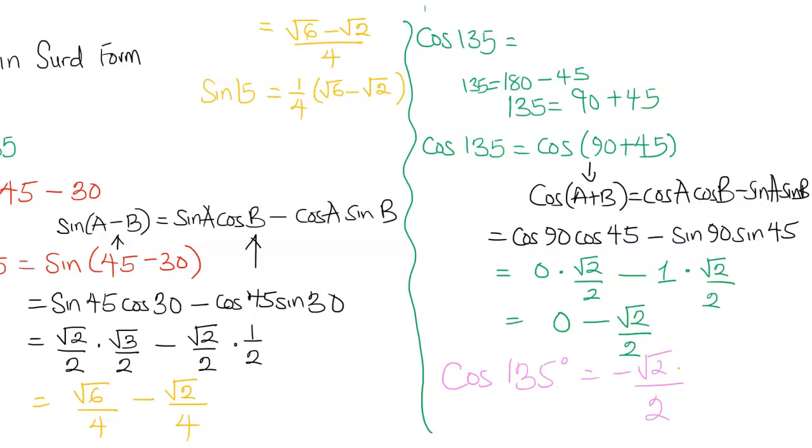You can as well obtain this same answer if you use 180 minus 45. Of course, if you use that, what you are going to have to rely on would be cos A minus B, where A is 180 and B is 45 degrees. So this is just going to be cos 180 cos 45 plus sine 180 sine 45. And if you work your way through it, you're still going to get the exact same answer.